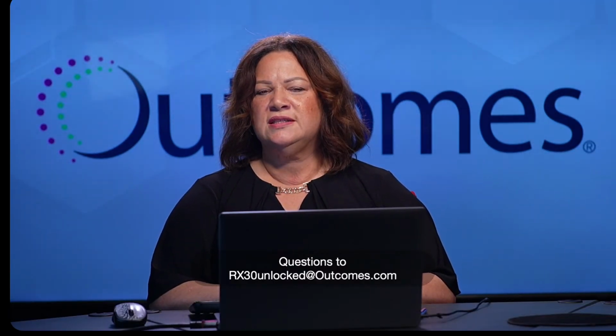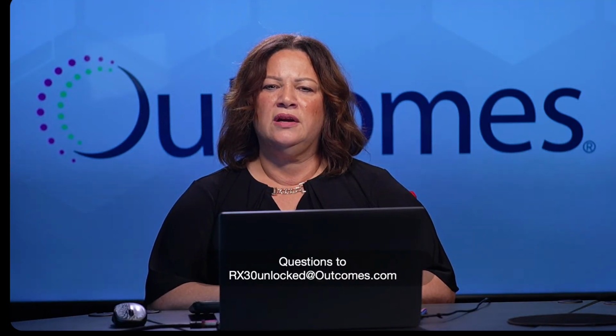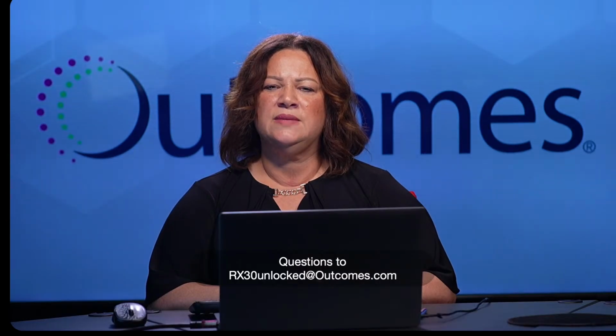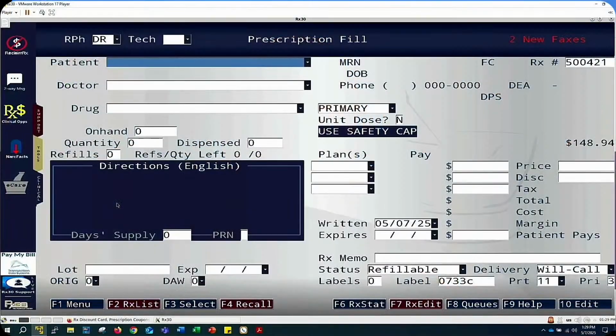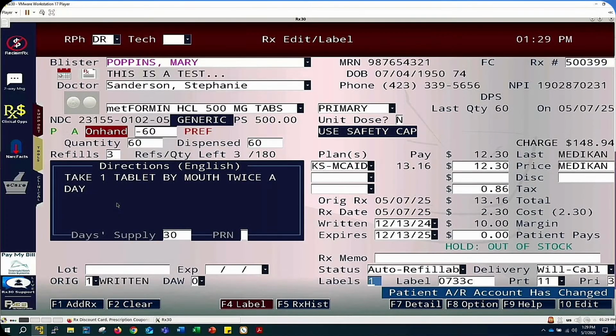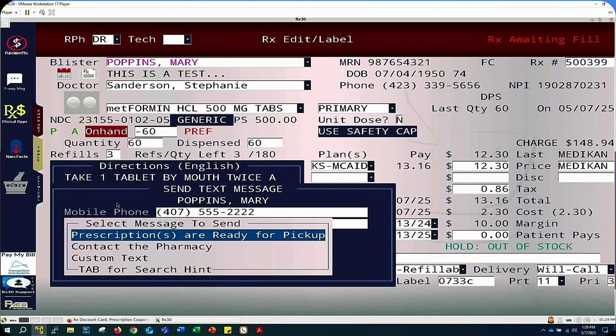Let's see, the next question is coming from Russell's Pharmacy. From which screen in Rx30 can you initiate an on-demand text message to a patient? Okay, so on-demand text messaging can be done from the patient's profile, from the prescription. So let's take a look. So I'm in the prescription, Alt-T, and that comes up, send text message.